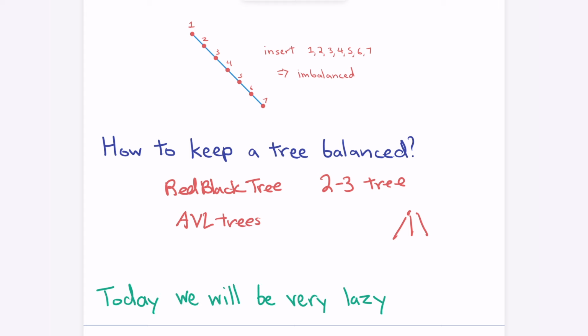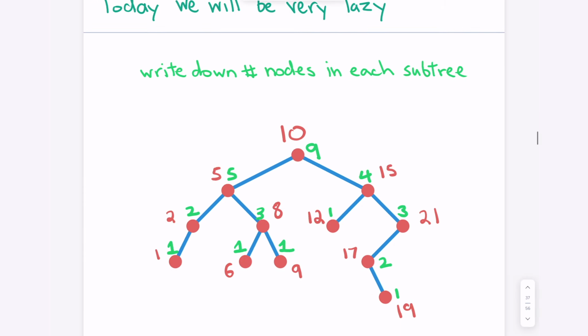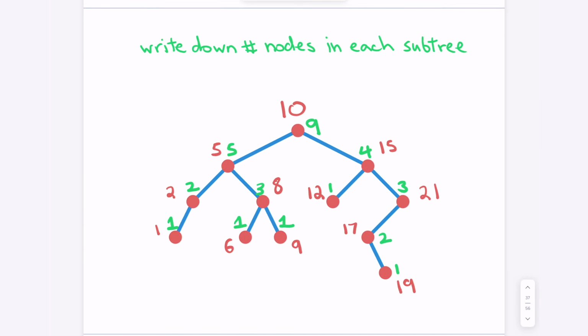going to be very, very lazy. We're going to do the laziest possible thing. We're just going to insert at the leaves. We're not going to do any of this red-black tree nonsense. We will keep track for every node how many children it has, so I can start to tell if things start to look wonky because one child's way too big or something.